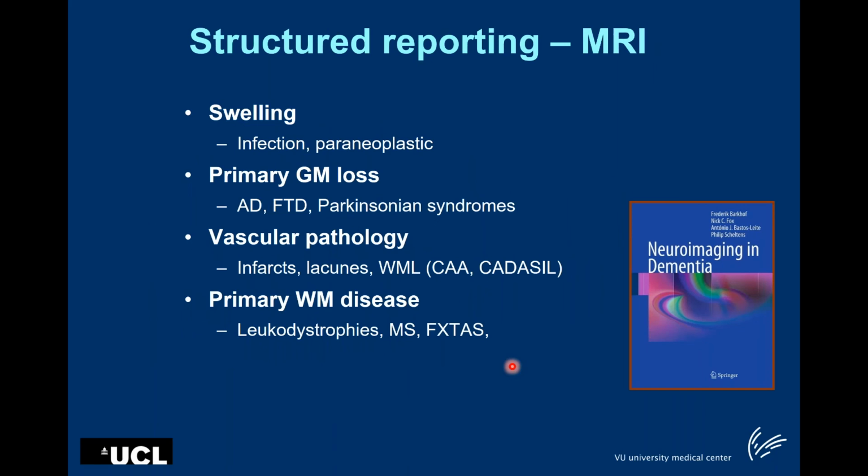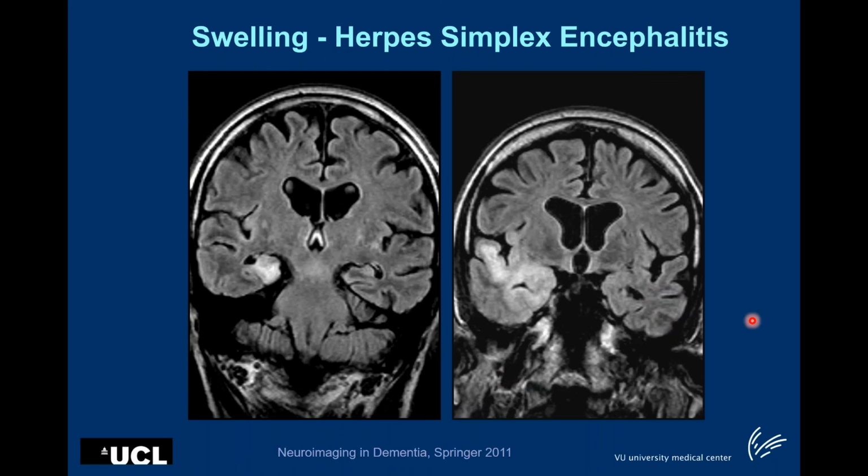Then, as I said, structured reporting: exclude the tumor, look for swelling, look at the pattern of gray matter loss, look at vascular pathology, but also consider other diseases in the white matter. And I'll show you some examples of that in a minute. Here's an example of swelling in a patient with herpes encephalitis. These patients tend to have a sort of subacute, if not acute onset, so slightly different than the typical dementia patient with disorientation, memory loss, and can also develop epilepsy.